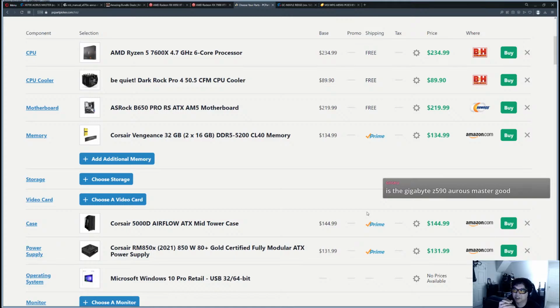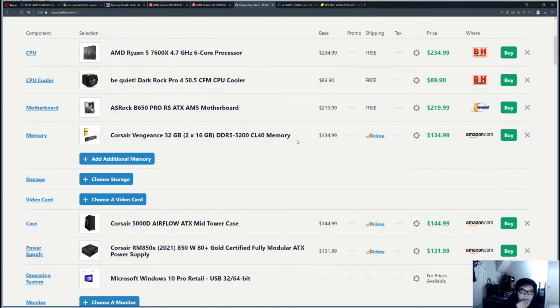The Gigabyte Z590 is not AM5. That's an Intel motherboard. That's 11th gen. So no, I wouldn't recommend that unless you want to buy Rocket Lake, which is going to be 2 years old in a few months. Yeah, no. You want to look for something that's B650 or B650E or X670 or X670E. Those are the ones that work with these Ryzen CPUs.